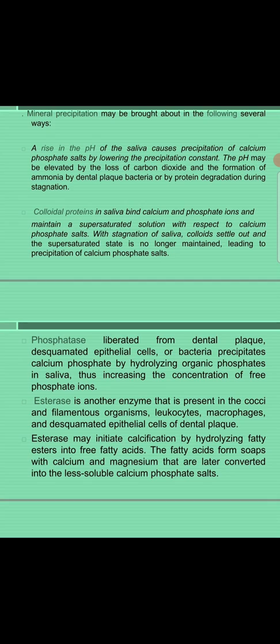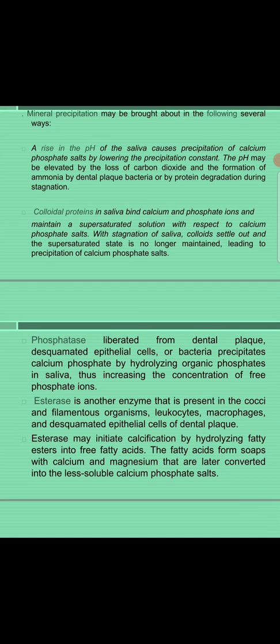The third method is phosphatase. Phosphatase enzyme is liberated from dental plaque, desquamative epithelial cells or bacteria, and precipitates calcium phosphate by hydrolyzing organic phosphate in saliva, thus increasing the concentration of phosphate ions, which precipitate with the calcium to start mineralization.